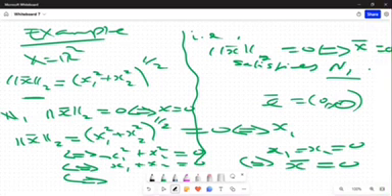Okay, so the next we need to verify is axiom N2.